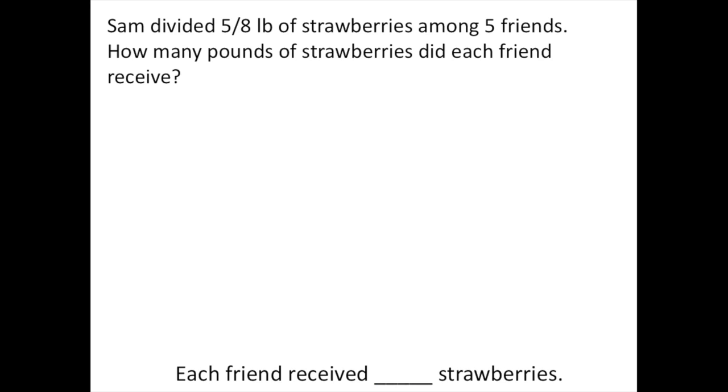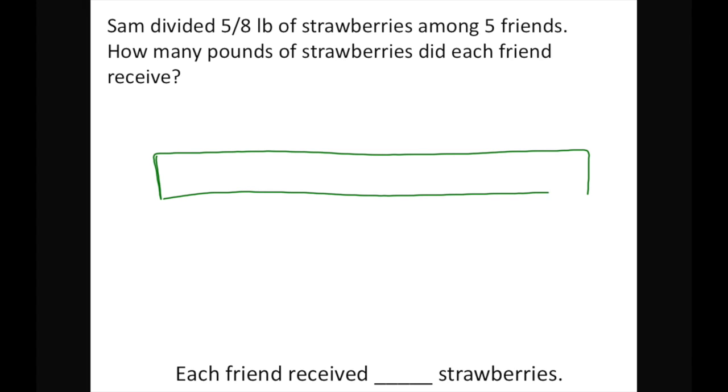In our second problem, we want to know how many strawberries each friend received. I'm going to take it line by line to begin drawing, but first I have to ask myself, what type of bar model is this? I can see that it is a part whole, so I begin by drawing my full bar.